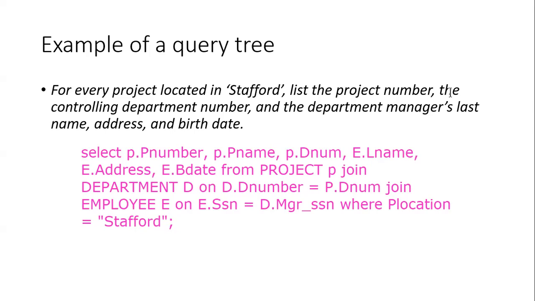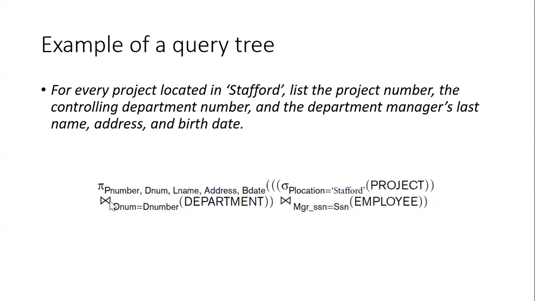relational algebra expression. To look at its equivalent relational algebra expression, you can see here we are connecting three relations. When it comes to relational algebra, we say relations. We connect project, department, and employee. And you can see the connections. The project and the department will connect using department number and department number. And then the result will connect with the employee, where we have manager social security number equal to social security number. And the next is you need to make a selection. In the selection, we say project location should be Stafford. And we want to select only project number, department number, last name, address, and the birthday. Right.